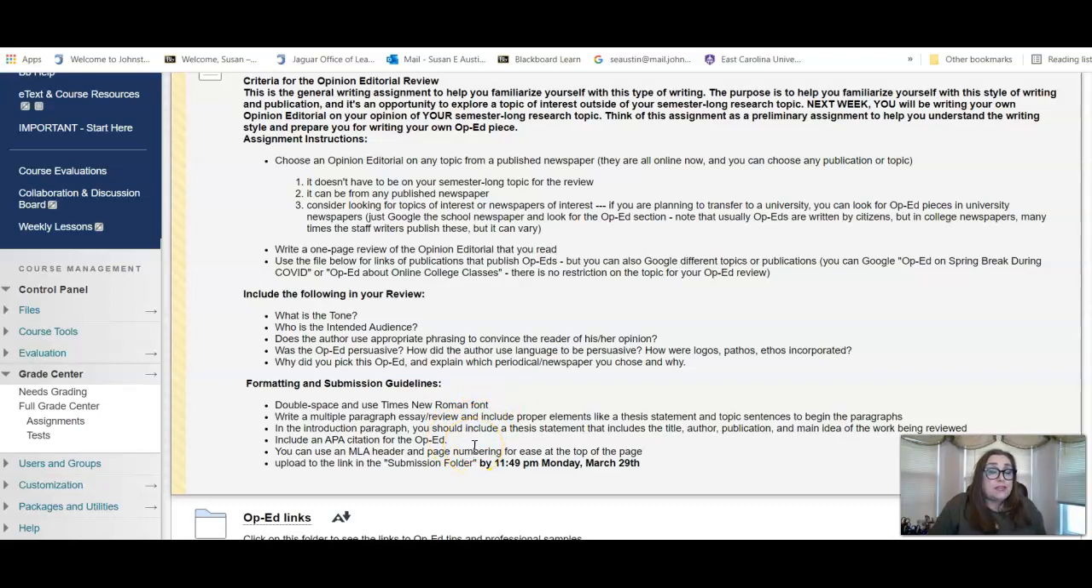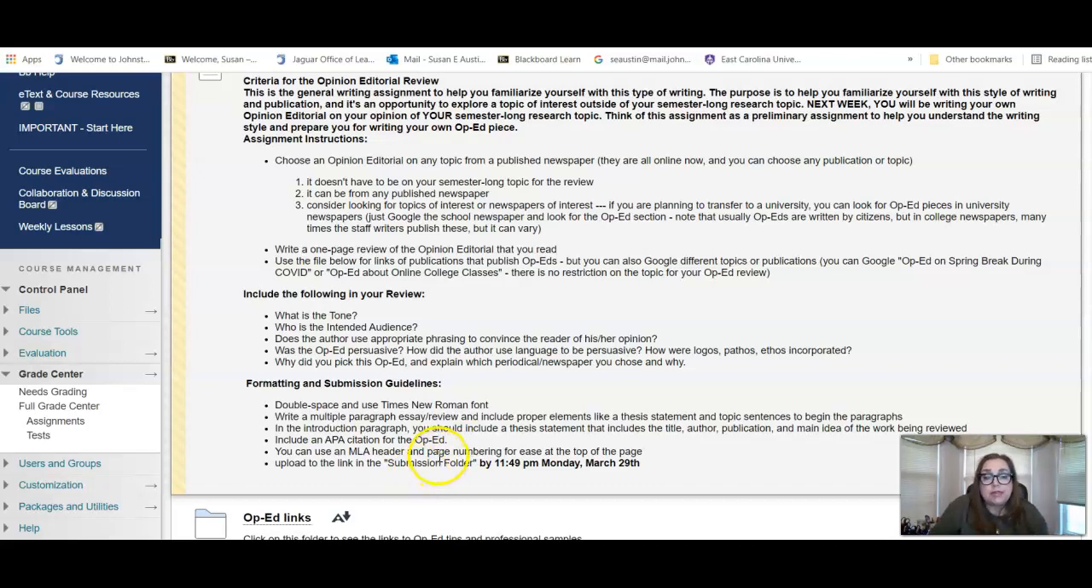Did they use logos, pathos, ethos, or some portion of those? We talked about that in rhetoric, but rhetoric is something you'll see in a lot of different types of writing, especially when you're trying to persuade someone. Those rhetorical strategies are very important because you're trying to tap into all these ways of thinking to completely convince them. Also, maybe explain why you picked this particular op-ed. Explain the periodical or newspaper, how you found it, or what topic you chose.